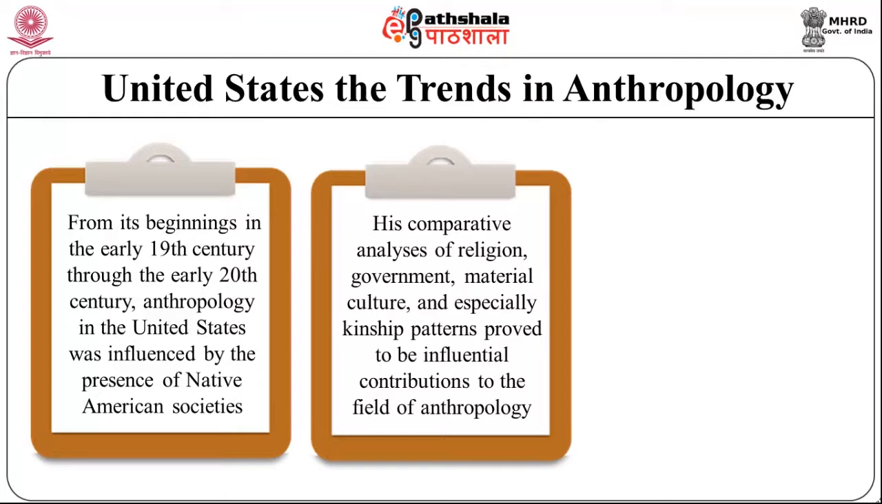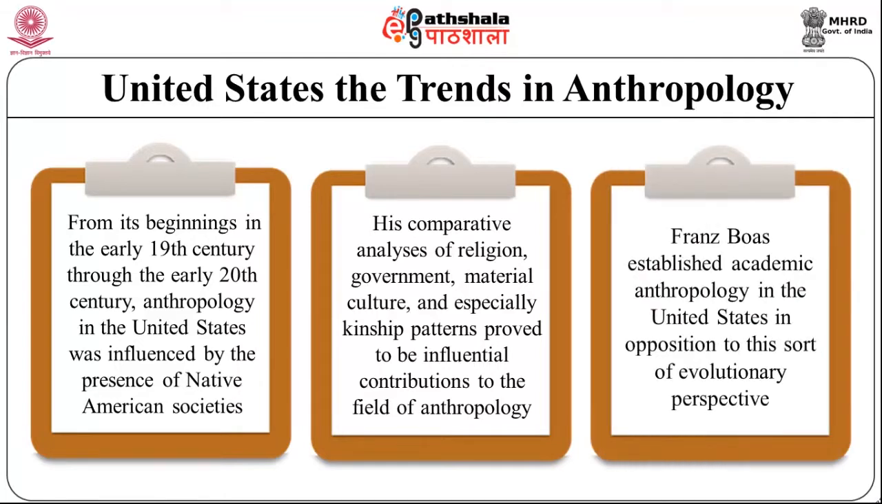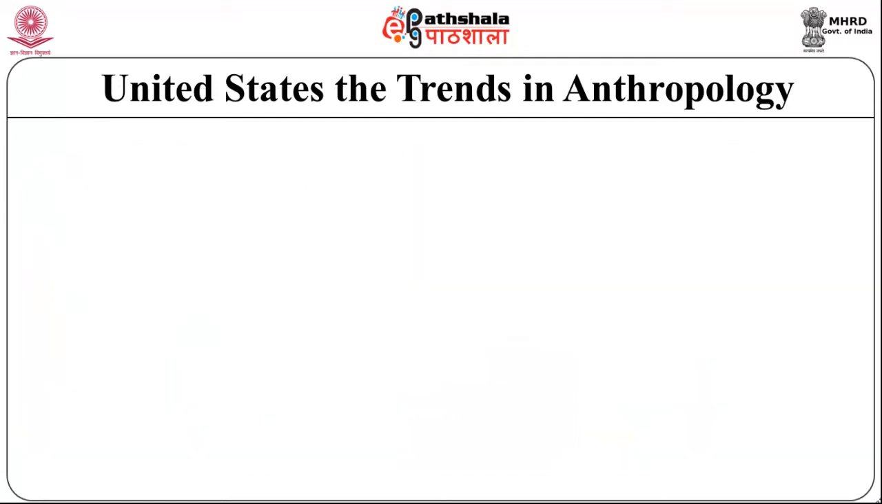Also, Franz Boas established academic anthropology in the United States in opposition to the evolutionary perspective. His approach was empirical, skeptical of overgeneralizations, and eschewed attempts to establish universal laws. For example, Boas studied immigrant children to demonstrate that biological race was not immutable and that human conduct and behavior resulted from nurture rather than nature.